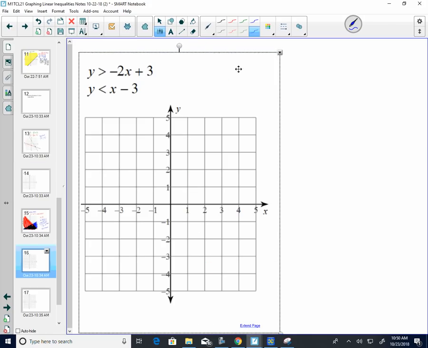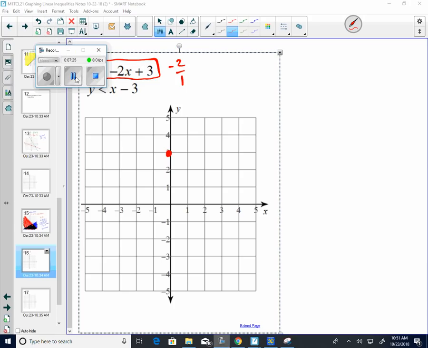So let's look at one more example. Let's graph this top line in red. So it has a y-intercept at 0, 3. Its slope is negative 2 over 1. So we go from the y-intercept, we go down 2 and to the right 1. And we can connect that with a line.